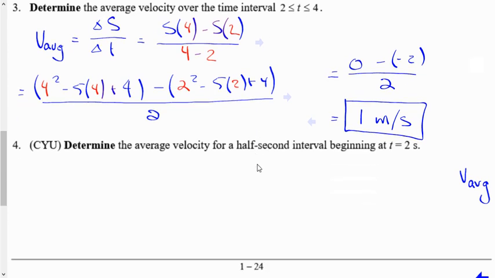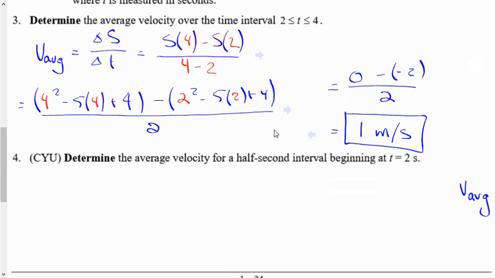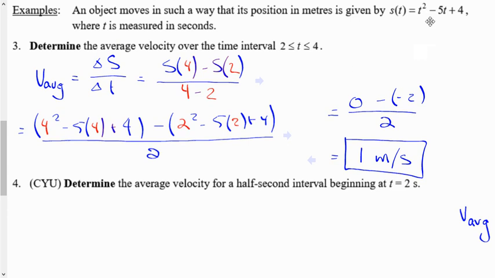Same idea. We're going to use the same position function, so you can see it up there at the top of the page. And we wanted to determine the average velocity for a half second interval that begins at 2 seconds. Slightly different wording. See what you can come up with. Restart the video once you have an answer.